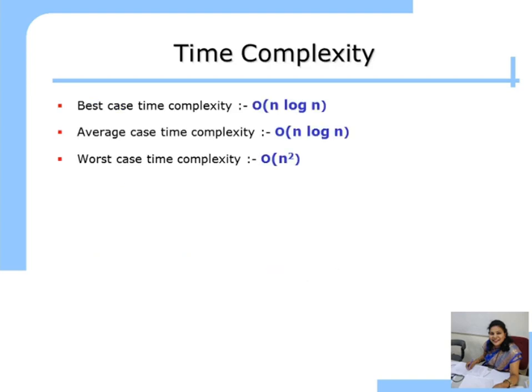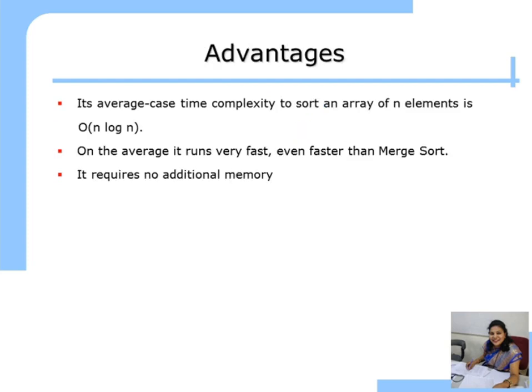The time complexity of quick sort: best and average case are the same, n log n, but the worst case time complexity of quick sort is O of n square. This is the only disadvantage with quick sort. If there is a worst case input, we require the maximum comparisons, that is O of n square. The advantage is that its average case time complexity to sort an array of n elements is n log n.